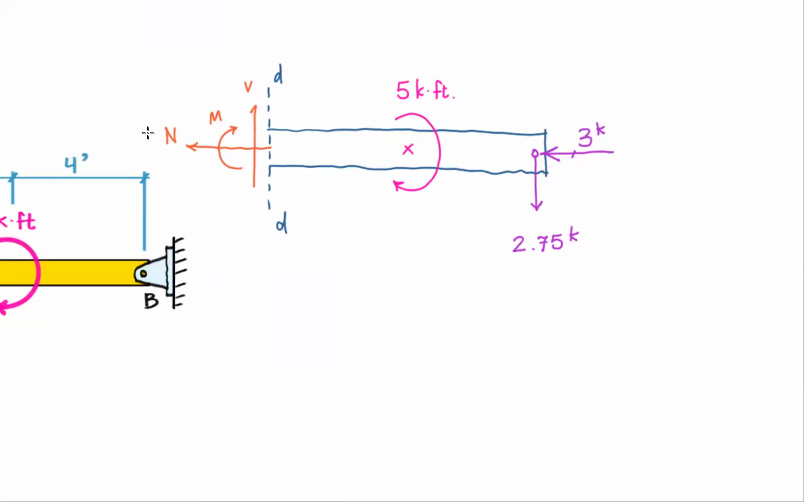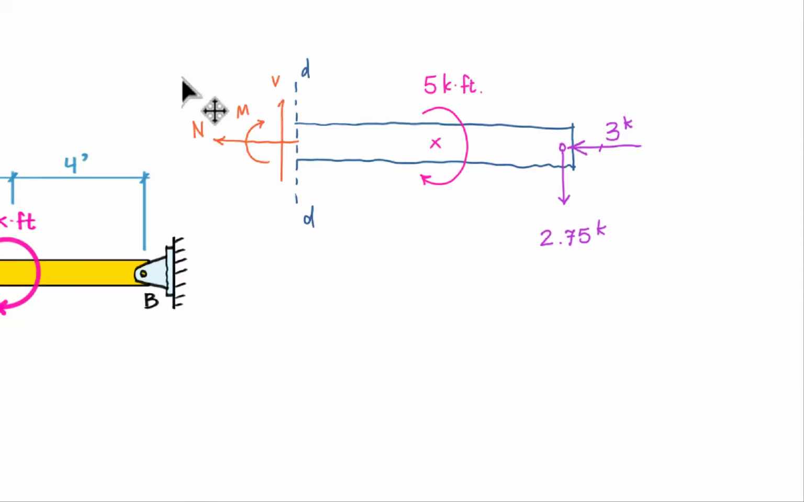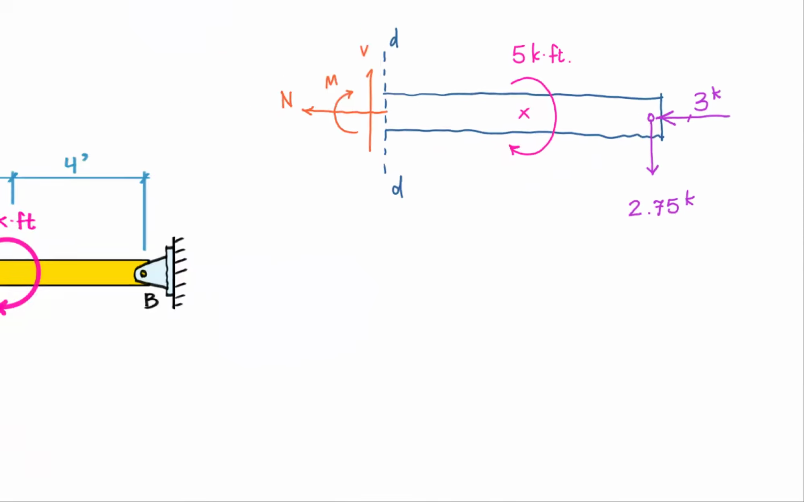So I'm going to zoom out a little bit, give myself a little bit more room, and we can solve this one pretty quickly. So the summation of forces in the x direction equals 0. Can you do this one by inspection? So N equals 3 kips compression by inspection. If you wanted to write out the equation, you'd say minus N minus 3 equals 0. Therefore, N equals 3 kips. Okay, summation of forces in the y direction equals 0.